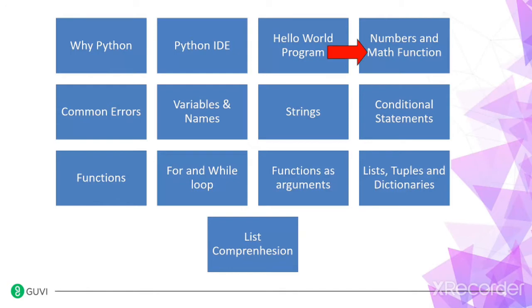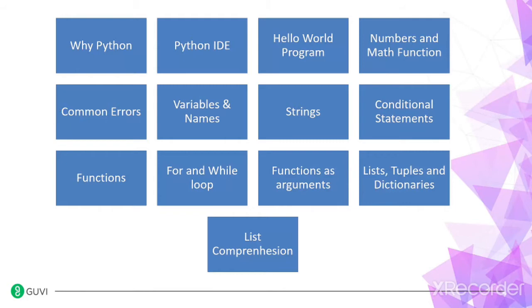Once that is done, we'll learn how to incorporate numbers and math functions, where we'll see how we can do mathematical problems and solve them over there. After that, we look at the common errors that occur in Python. So there are multiple types of errors that could be possible, like syntax error, index error, and so on. So we look at all of those different types.